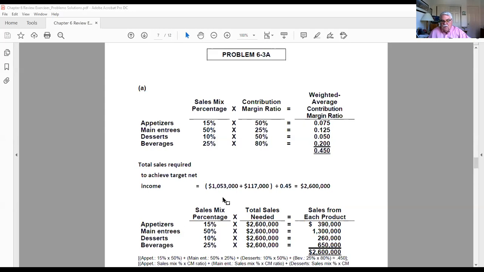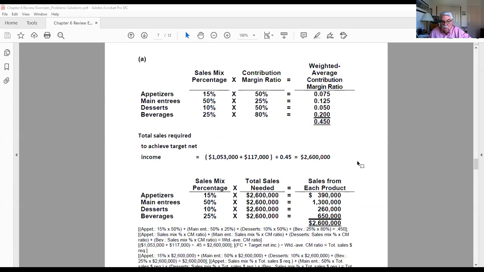So if I know I have fixed costs of $1,053,000, I want to add to those fixed costs what I want as targeted net income. I want to make a profit of $117,000. I divide that by my weighted contribution margin, determined by all the percentages and ratios of my menu, of my revenue stream. That means the company has to sell $2.6 million of sales to make that $117,000 profit based on these margins. So their break even, or their profit area to make $117,000, is $2.6 million.